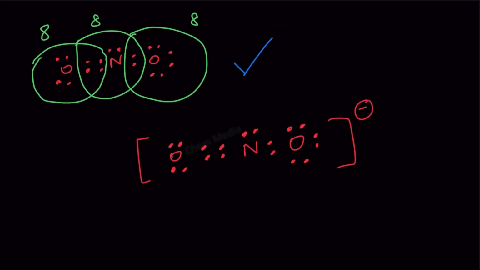By the way, when we write the Lewis structure of cations and anions, we mention the Lewis structure and then put a square bracket and then mention the overall charge. That's the way we write the Lewis structure. Therefore, the best way to write is this way.